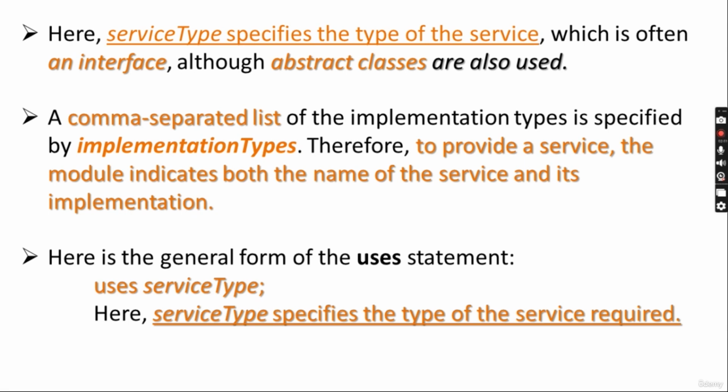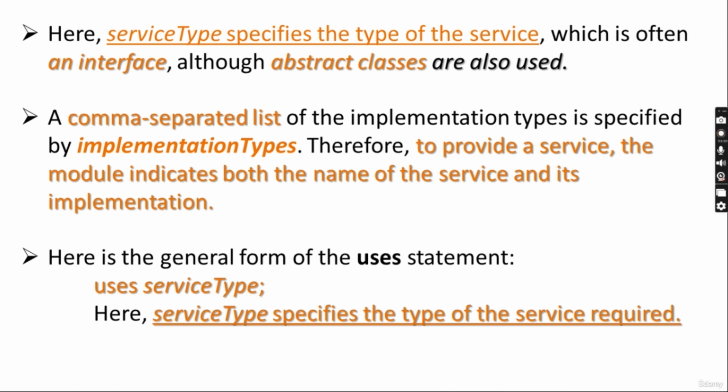Service type specifies the type of service, which is often an interface, although abstract classes are also used. So it is just a declaration of a service, not the actual implementation. A comma separated list of implementation types is used by implementation types. Therefore, to provide a service, the module indicates both the name of the service and its implementation.